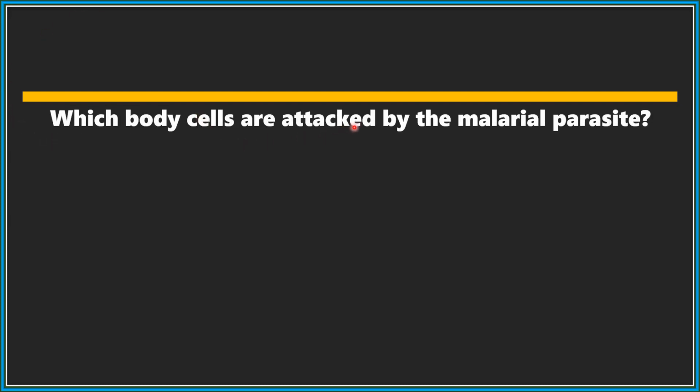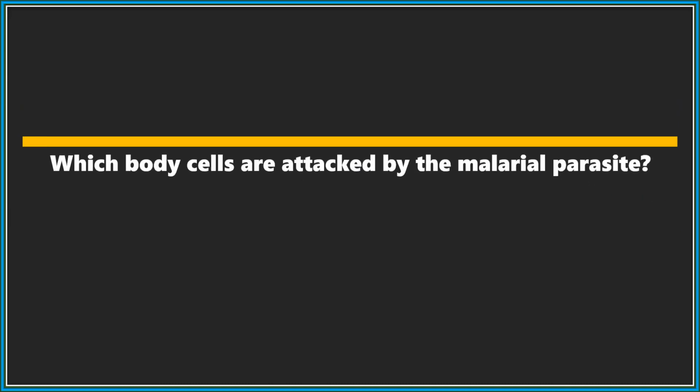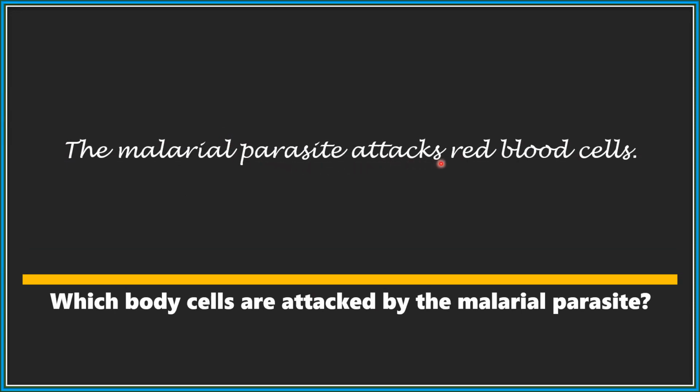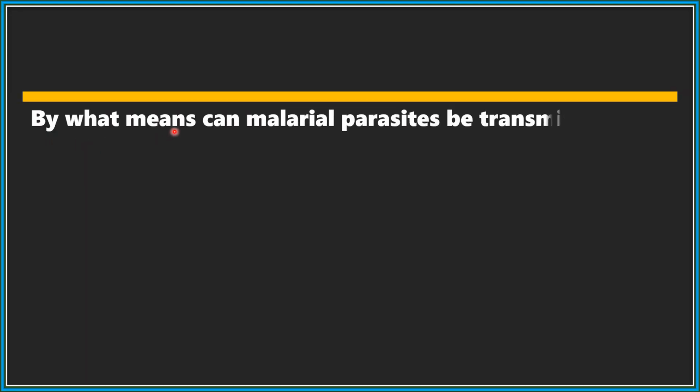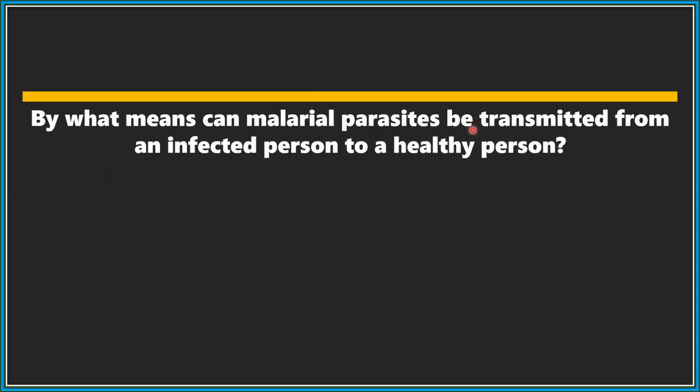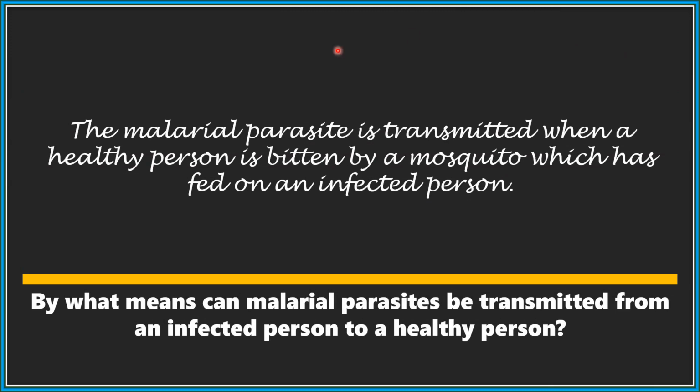Which body cells are attacked by malarial parasites? Malarial parasites attack the red blood cells. By what means can malarial parasites be transmitted from an infected person to a healthy person? The malarial parasite is transmitted when a healthy person is bitten by a mosquito which has fed on an infected person.